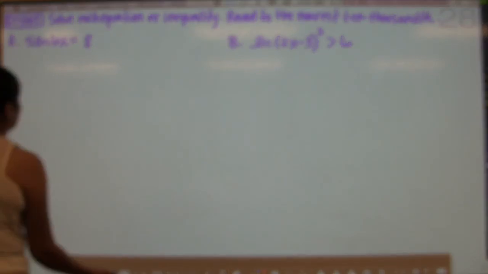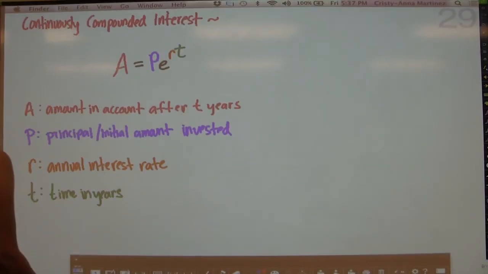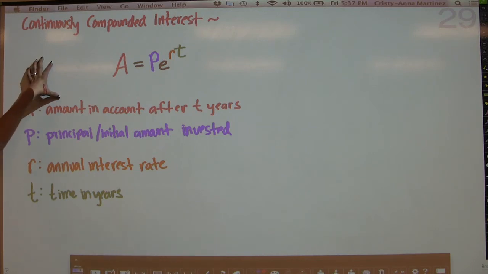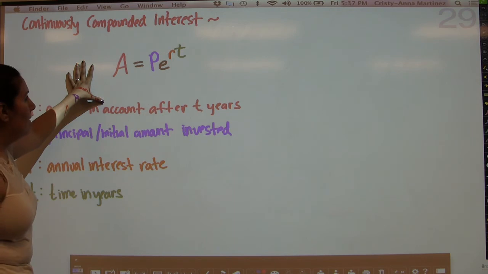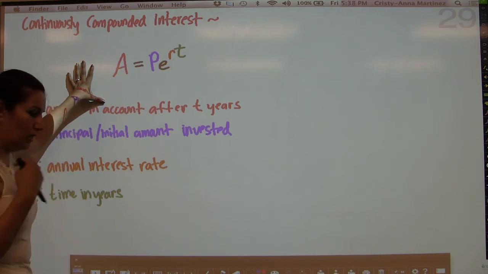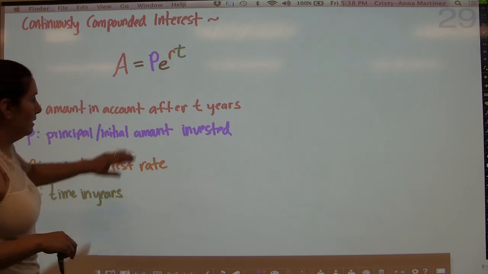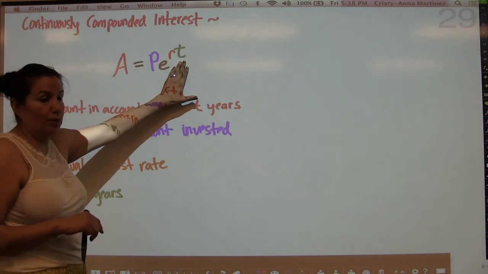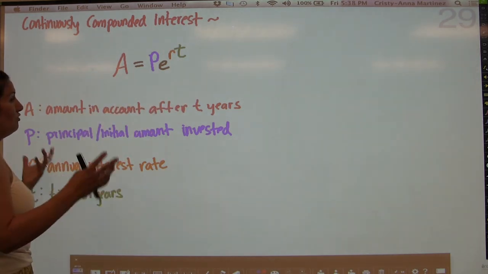It's probably the most fun of them all, if I can get my board to cooperate, and that is continuously compounded interest. So we have a formula for that. I like to refer to it as PERT. I'm not sure if PERT shampoo is popular anymore, but it was when I was growing up. PERT Plus was the first shampoo that had 2-in-1 shampoo and conditioner in the same bottle. But the reason why I bring that up is because the letters here are exactly the way you spell PERT. It has nothing to do with shampoo, but it kind of helps you remember that it's the PERT formula.